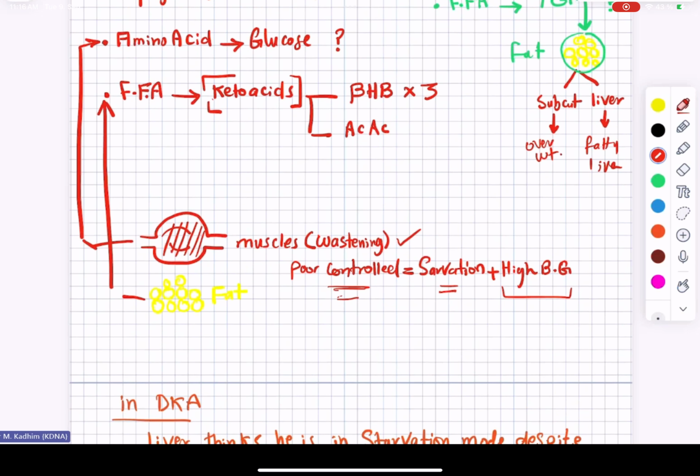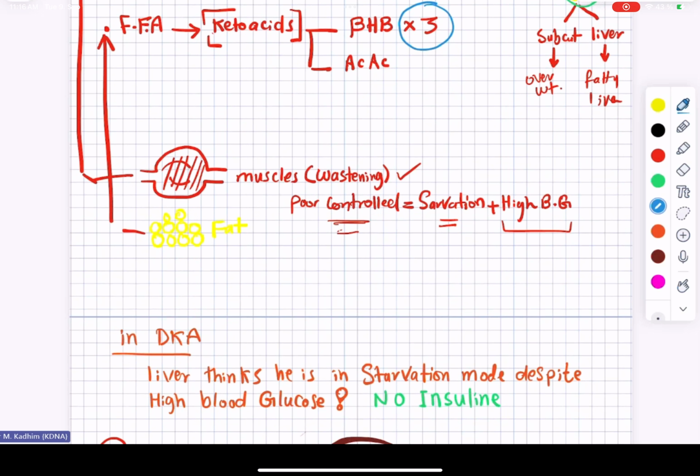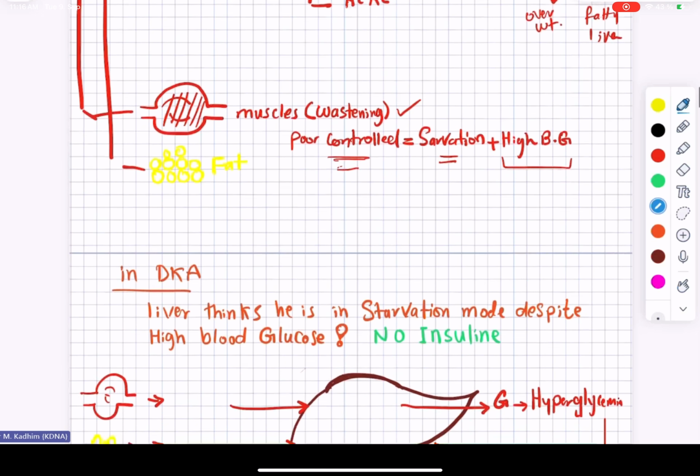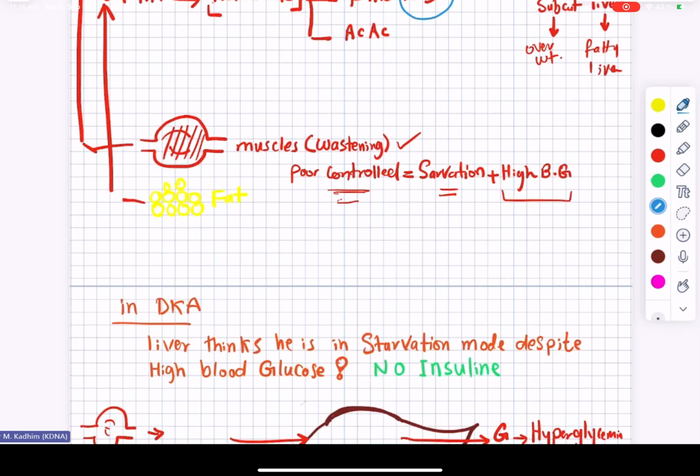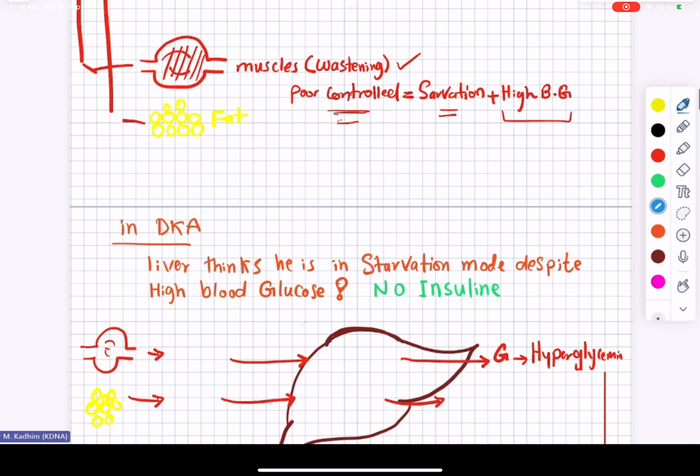Oh, okay, yeah. So in ketoacidosis, the body will synthesize beta hydroxybutyrate and acetoacetate, as I mentioned here, but it synthesizes beta hydroxybutyrate three times more than the acetoacetate. This is very important in diagnosis, and we'll see this point will play a big role in differentiating the ketones in the urine.